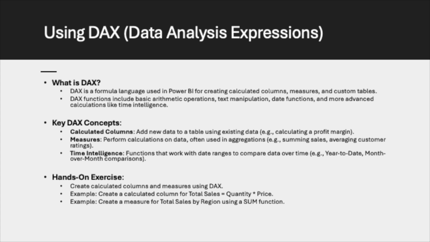Some of the key DAX concepts include calculated columns, where you add new data to a table using existing data. Example, calculating a profit margin. Measures perform calculations on data, often used in aggregations. Example, summing sales, averaging customer ratings. Time intelligence functions work with date ranges to compare data over time. Example, year to date, month over month comparisons.